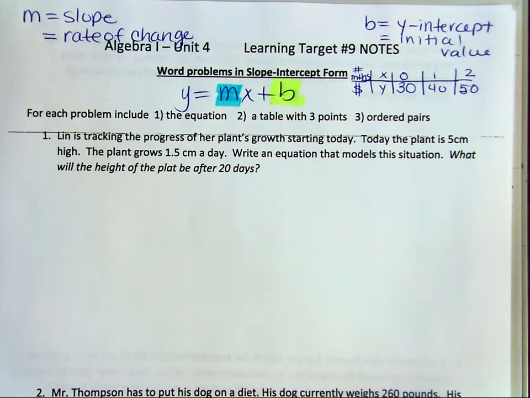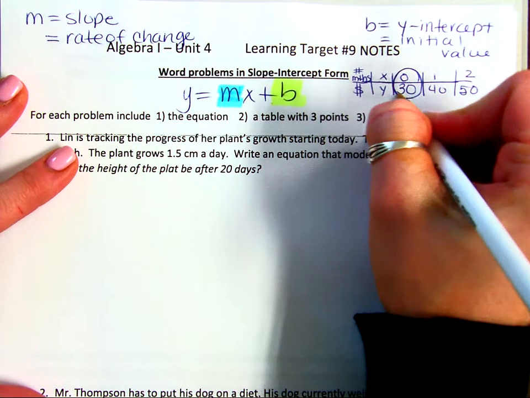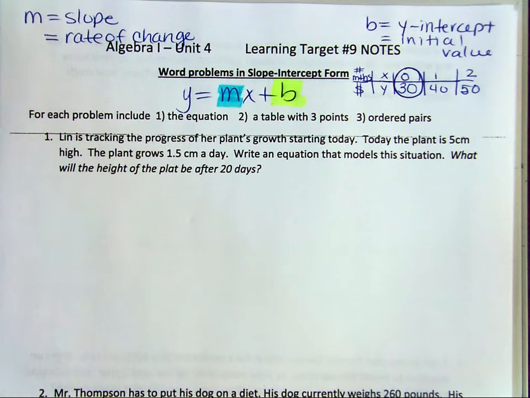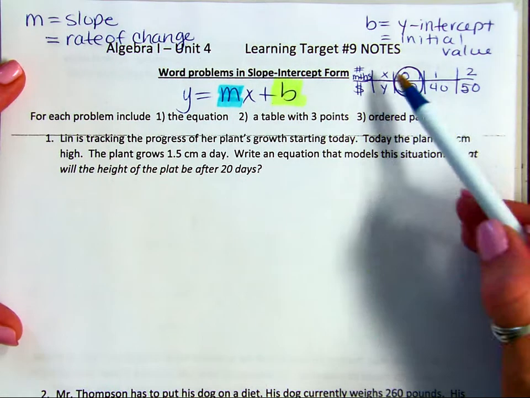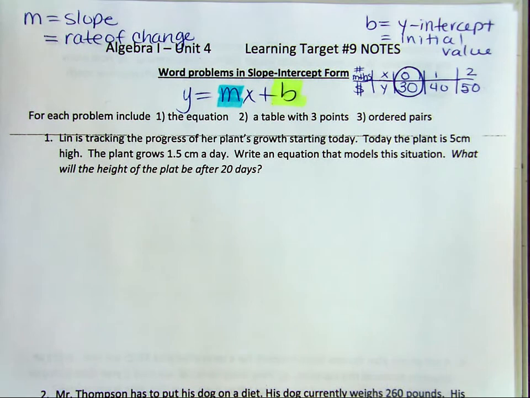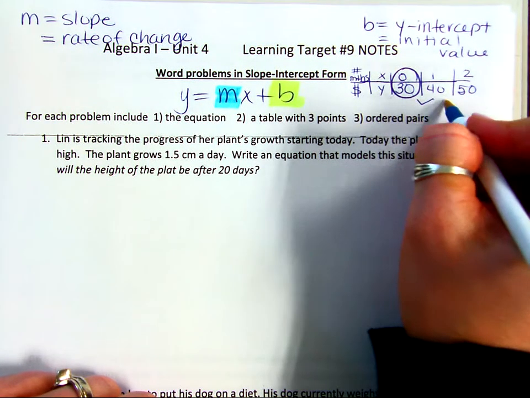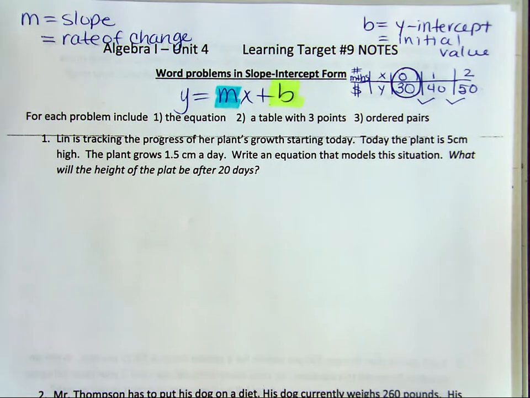Now, somebody who doesn't understand this initial value and what it means might just look at this chart and say, oh, 2 months costs $50, that must mean it's $25 a month. And that's wrong, right? That would mean they didn't look at either of these points. So this is your rate of change. Do you understand that? Okay, because we're going to do a little bit with that today.